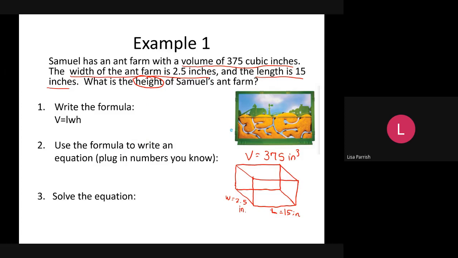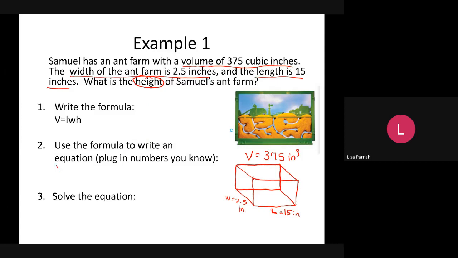So when you're solving these, the first thing you want to do, like we've done before, is write your formula. And again, remember your formula is volume equals length times width times height. They're all touching. That means multiply. So step 1 is to write your formula, if you want to write these steps. Step 2 says use the formula to write an equation. That means we're going to plug in the numbers we know.